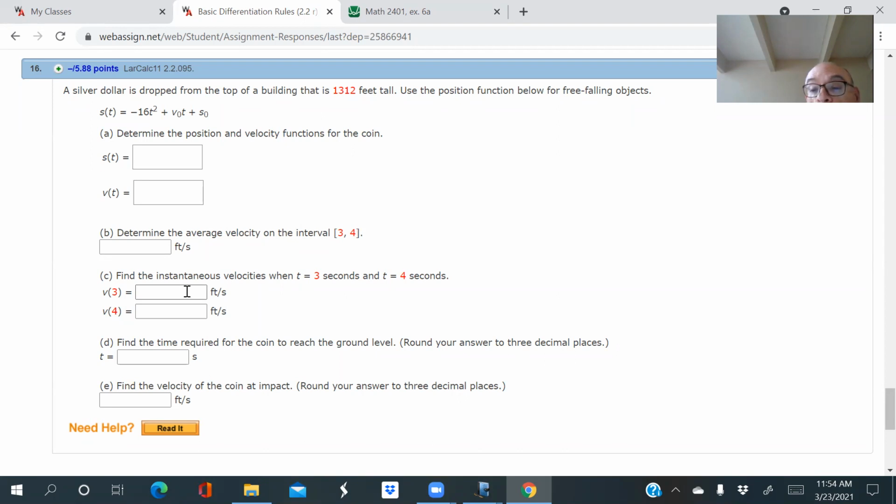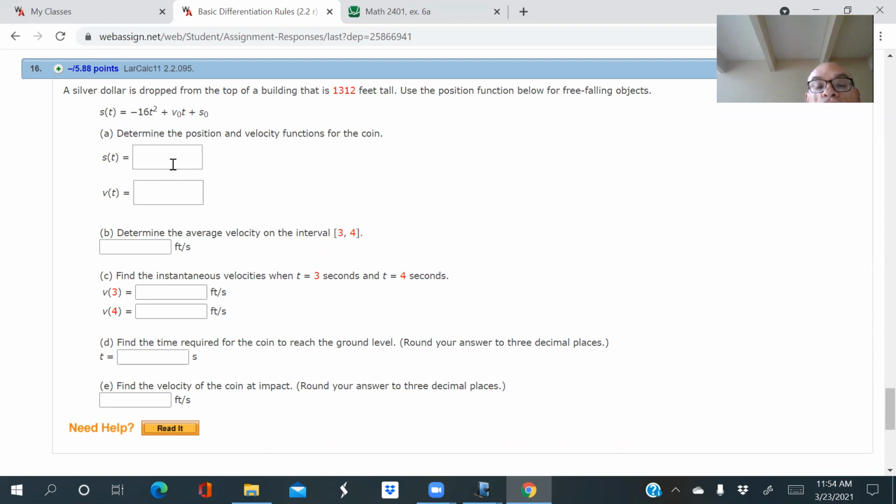But the next question, part C, is going to be more specific. It says, find the instantaneous velocity. Exactly how fast was the coin traveling after 3 seconds? And exactly how fast was it traveling after 4 seconds? So in other words, as I said before, it's kind of a colorful illustration of this. If you had a speedometer on the coin, what would the speedometer read after 3 seconds? And then what would the speedometer read after 4 seconds?